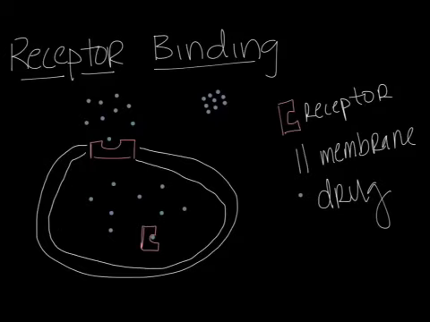Alright, to kick it off, we're going to start with receptor binding. As you can see in this diagram, receptors are pieces of a membrane, pieces of a protein, pieces of a system ultimately that take in another part. In this theory that we're going to be going over, it's how a receptor takes on a drug.